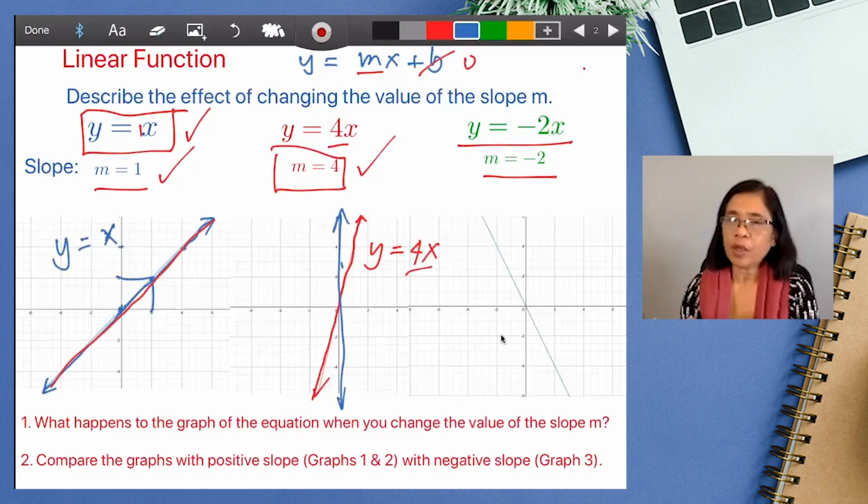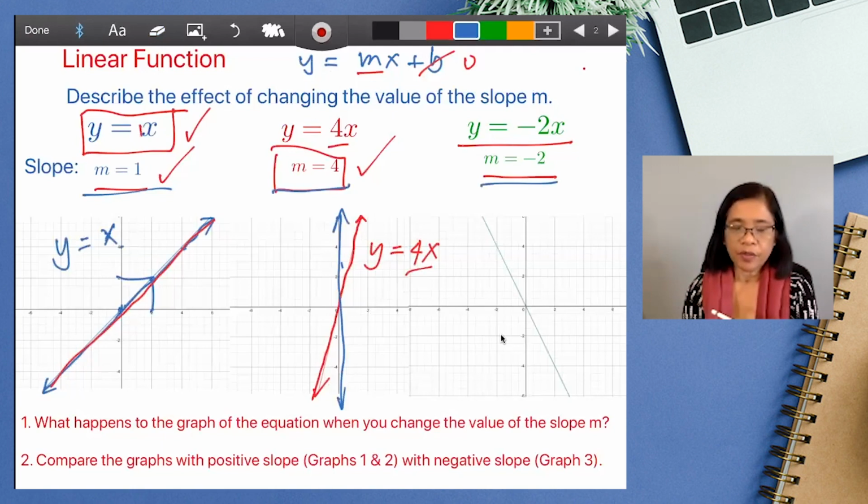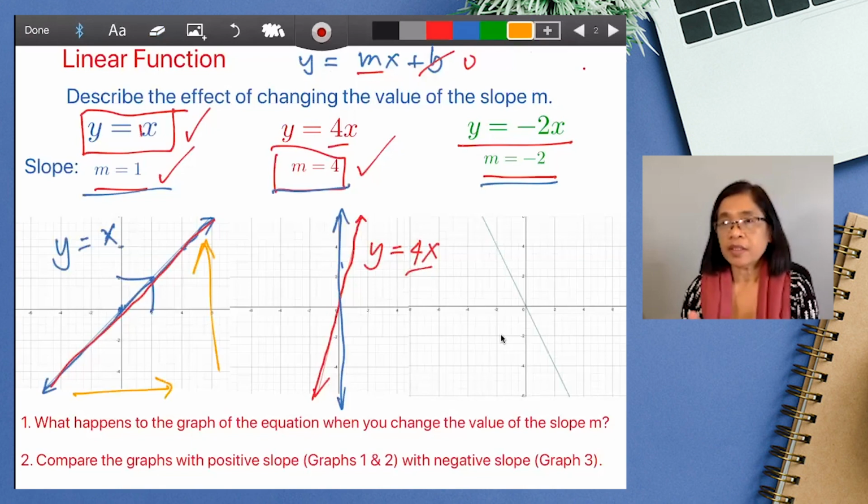And if we compare these two graphs, both of them have positive slopes. We compare this to the line whose slope is negative. For the first two lines, notice that as x increases, y is also increasing. This is the case when the line is rising. It is inclined to the right. Same here, as the value of x increases, y also increases.